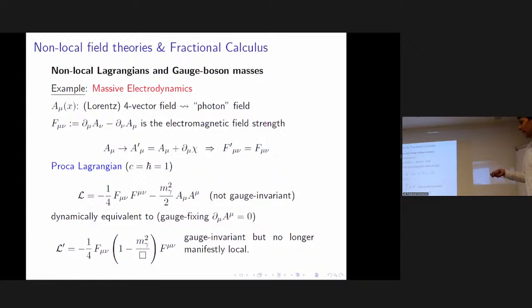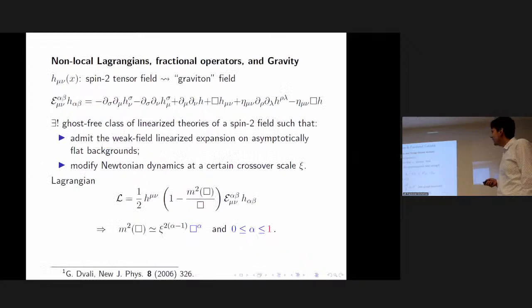gauge invariant. And somehow we are hiding the additional propagating degrees of freedom that emerge from this description in the non-locality of this action, where 1 over box is a nasty physicist way of representing the convolution between the Green function of the D'Alembert operator and whatever lies on its right-hand side. But let's move on to gravity.